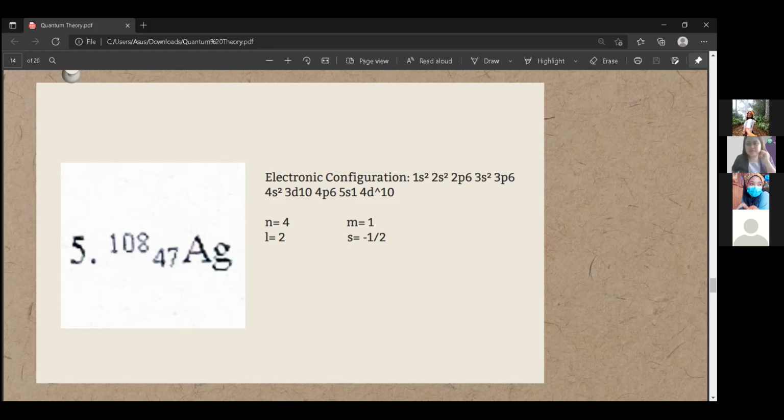Since d has 5 orbitals, the 9 landed on the 1st orbital, so m is equal to 1. Then since the arrow is facing downward, so s is equal to negative 1/2.